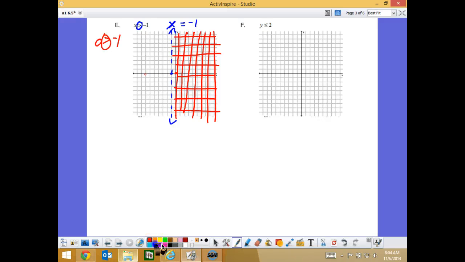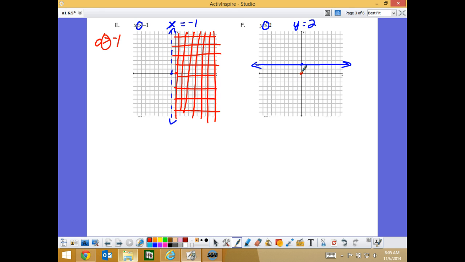Now, in the second part, first thing we're going to do is graph the line y equals 2. Once again, we only have one variable in the equation, which means that line only crosses the y-axis, and it will cross the y-axis at 2. It will never cross the x-axis because we're missing the x. So in this case, since it's less than or equal to, that line is part of the solution, so it is going to be a solid line. It crosses the y-axis at 2.